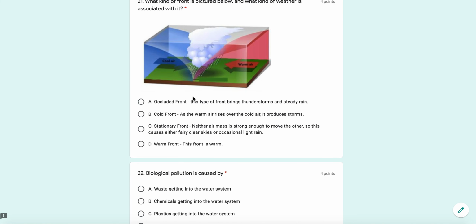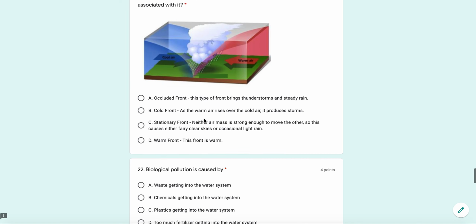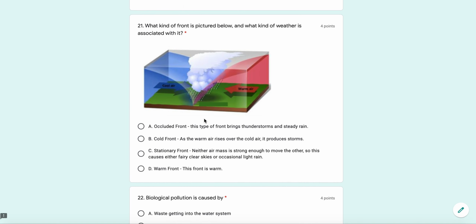Number 21, what kind of weather front is pictured below and what kind of weather is associated with it? A, occluded front. This type of front brings thunderstorms and steady rain. B, cold front. As the warm air rises over the cold air, it produces storms. C, stationary front. Neither air mass is strong enough to move the other, so it causes either fairly clear skies or occasionally light rain. D, warm front. This front is warm.